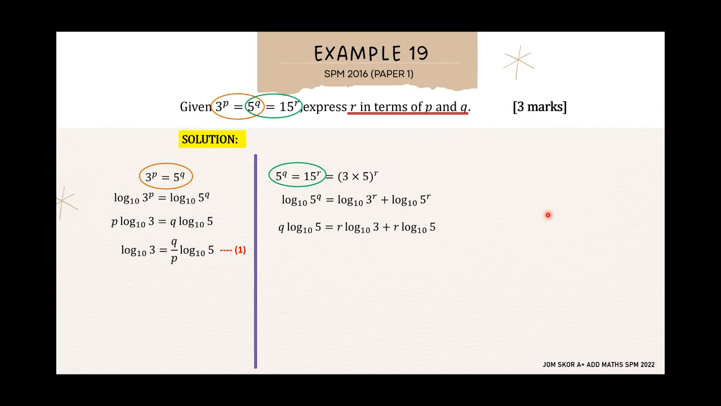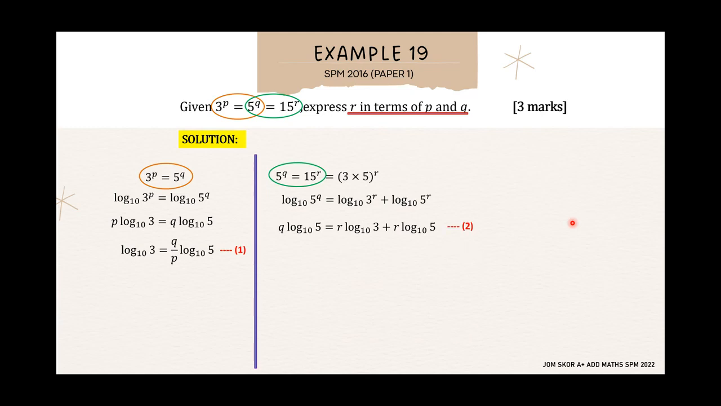Right. Sekarang, according to the law of logarithm, kita boleh bawa q ni ke depan. So q log 5 base 10. Sama juga case dengan term yang seterusnya. Kita akan bawa r ke depan. So r log 3 base 10. Sama juga dengan case yang seterusnya. Kita bawa r log 5 base 10. Okay. Right now, kita akan equate ini sebagai equation kedua.